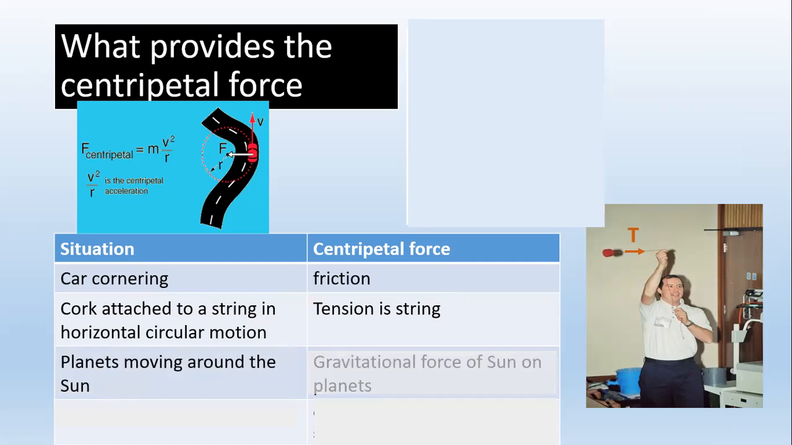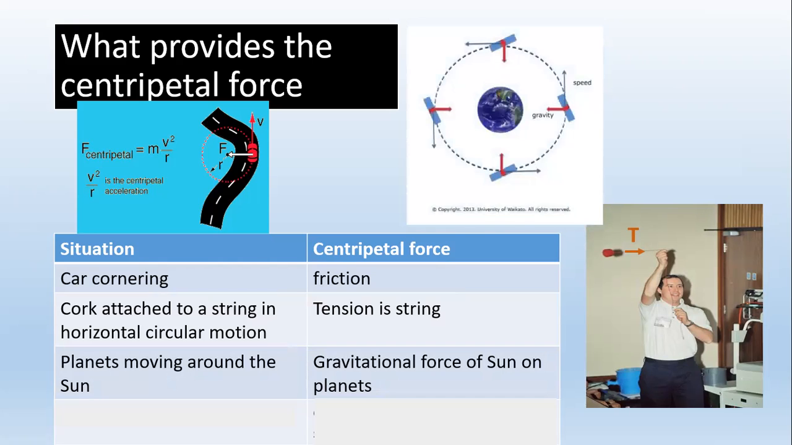A planet moving around the sun. The gravitational force of the sun is pulling on the planet. You can think of this as the sun and this as a planet, that's all. There's the velocity direction, and there's the gravitational force, or force of gravity. Same for a satellite, this is the Earth, the same thing. That's the gravitational force. This is also the centripetal force.